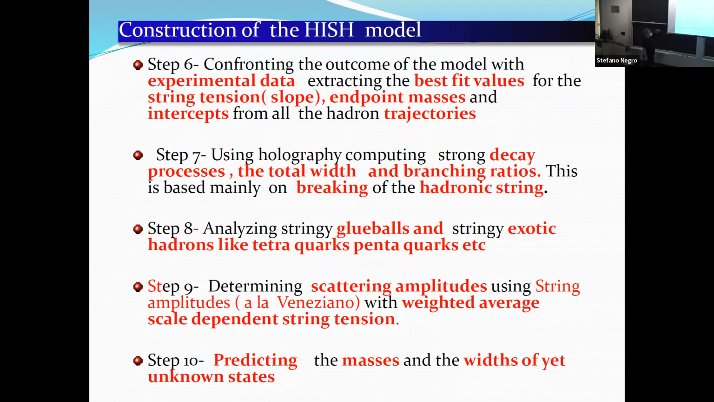Then the next challenge is to see not only the spectra, but also the decay processes. So all the resonances that we detect, apart from very few, are strongly unstable, and you want to be able to compute the total decay widths, the branching ratio, and so on. And it's essentially based on the process of a breaking of a string into 2 strings.